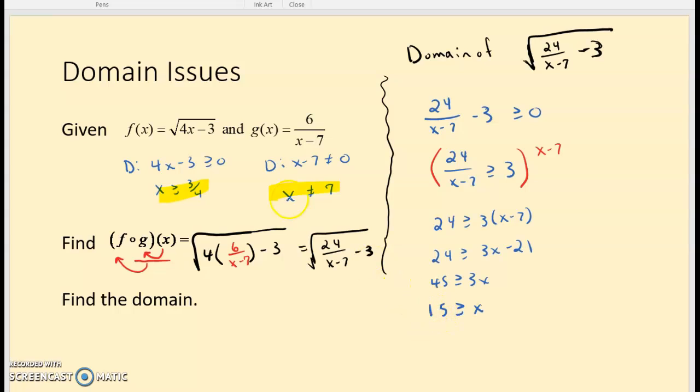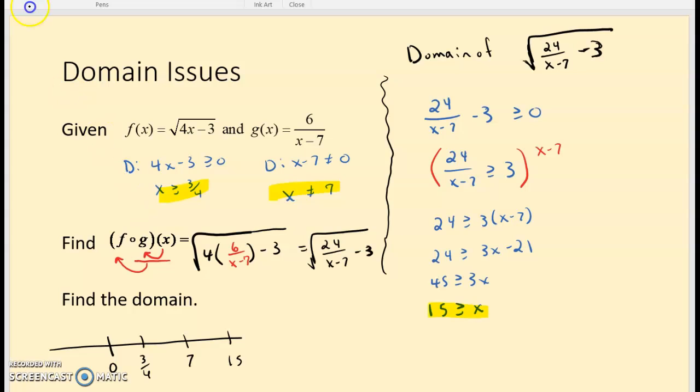But now we've got to put that in line with the other things. We have to take into account what f's limitations were, what g's limitations were, and if we get any new limitations by putting them together. So let me draw a number line here and see if we can make sense out of it. On the number line, I'm going to put 0 over here since all the numbers I'm looking at are positive. I've got three numbers here: 3/4, 7, and 15.